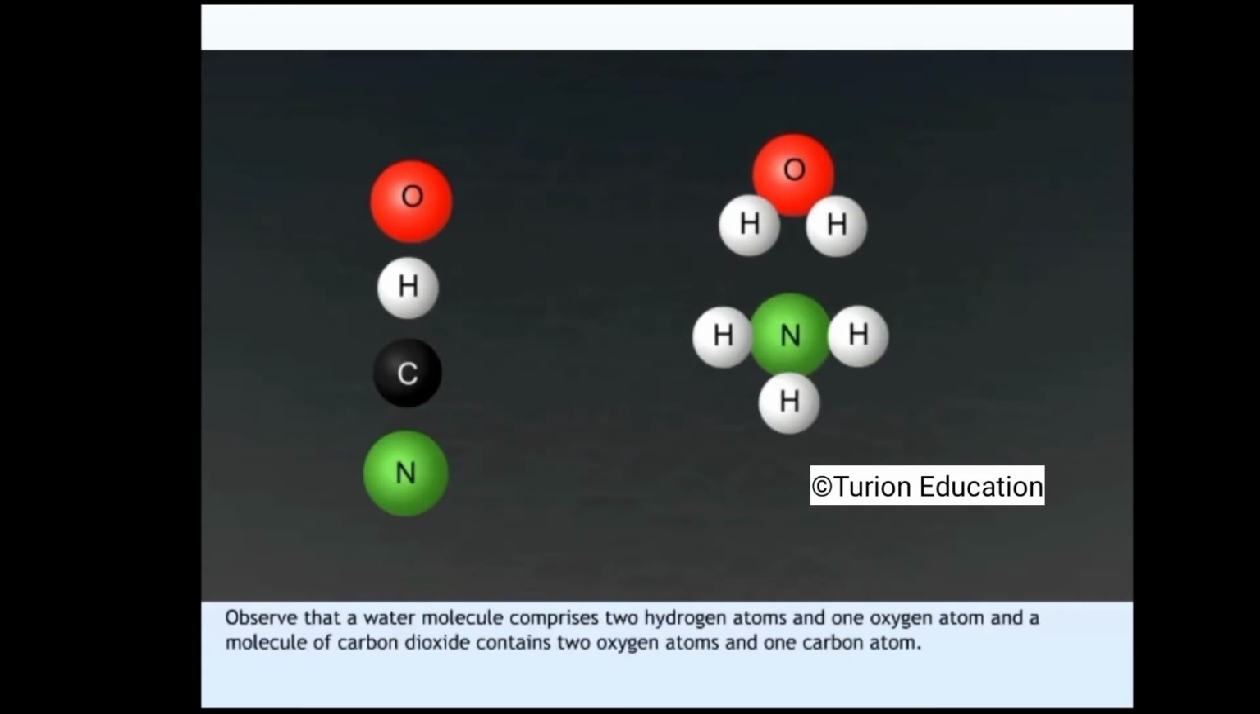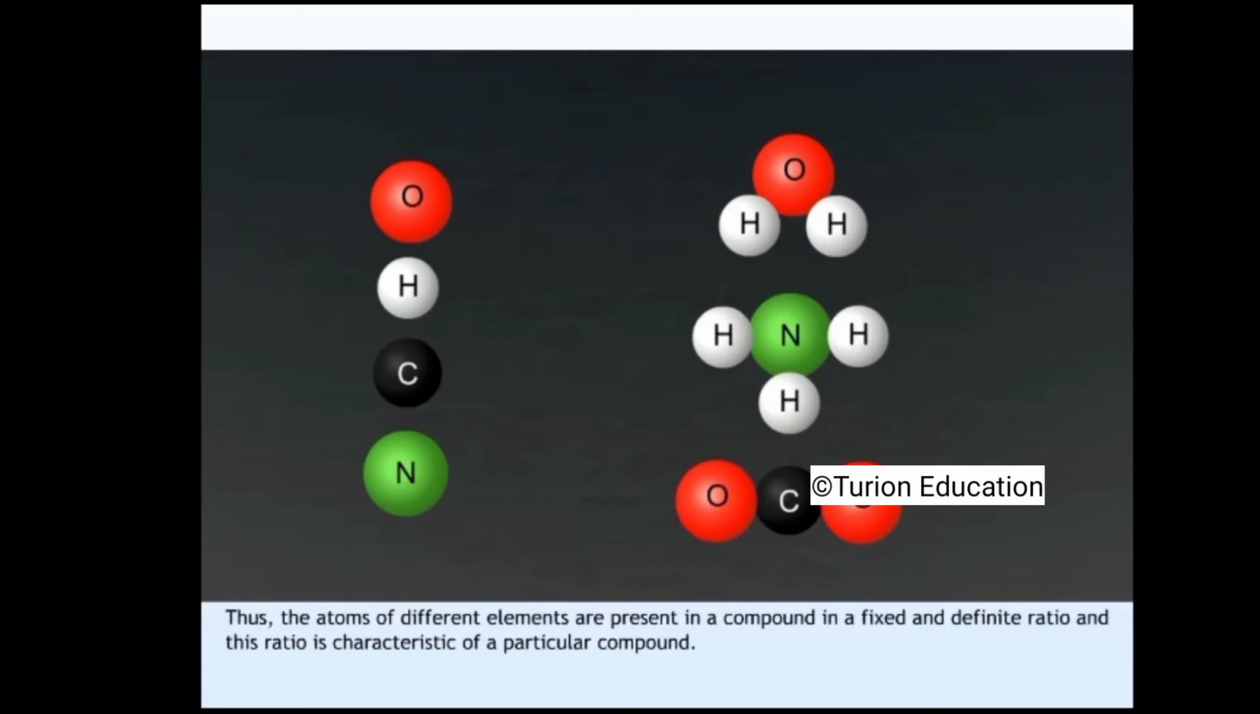Observe that a water molecule comprises 2 hydrogen atoms and 1 oxygen atom, and a molecule of carbon dioxide contains 2 oxygen atoms and 1 carbon atom. Thus, the atoms of different elements are present in a compound in a fixed and definite ratio, and this ratio is characteristic of a particular compound.